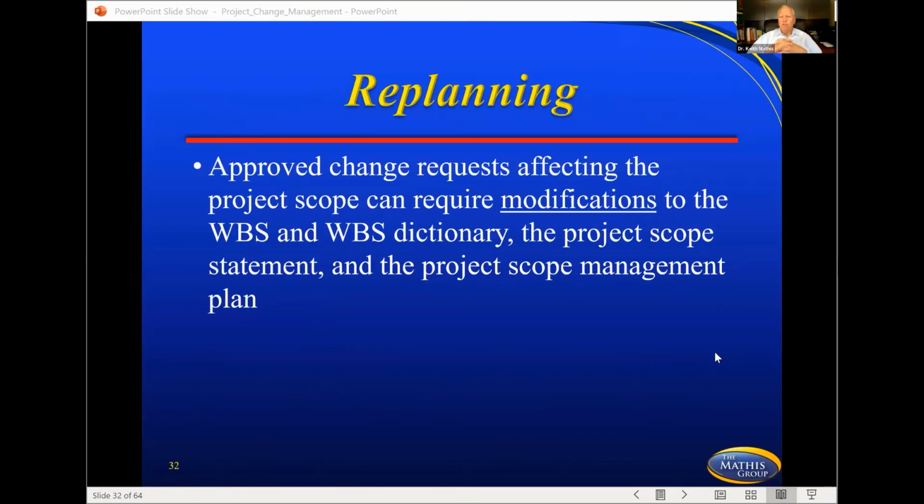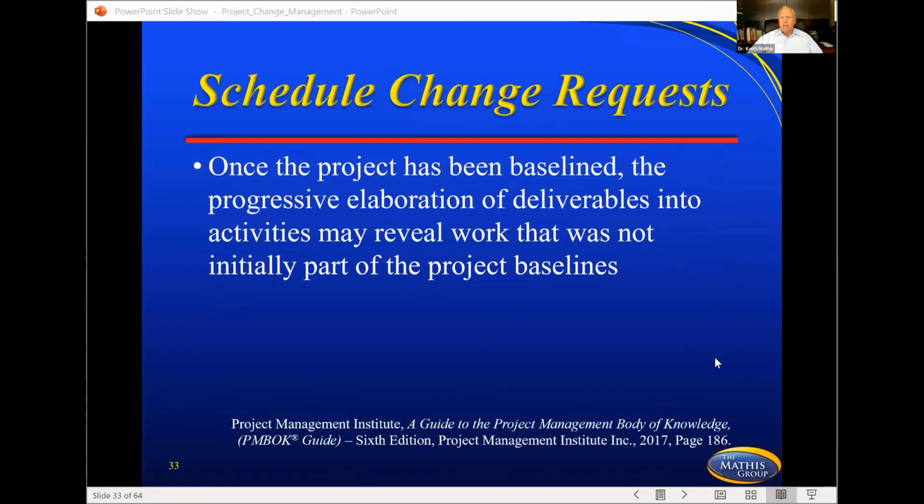Okay, so let's assume the change has been planned, the change has been approved, and now we're moving from approval to replanning. Approved change requests affect the project scope, and can require modification to the WBS dictionary. We just talked about that. And the project scope statement and the project scope management plan. Now, what that means is that approved change orders are going to necessitate that we replan a portion of that project. It might make a difference in replanning that schedule as well.